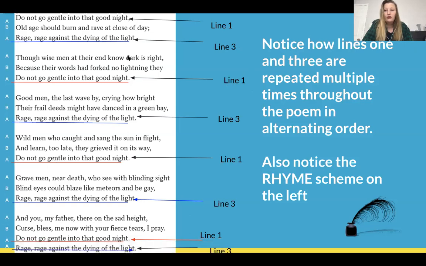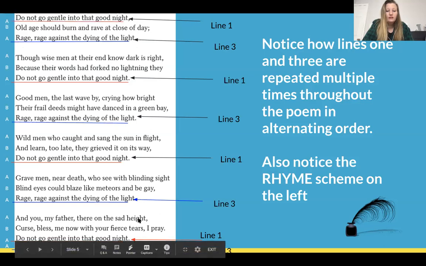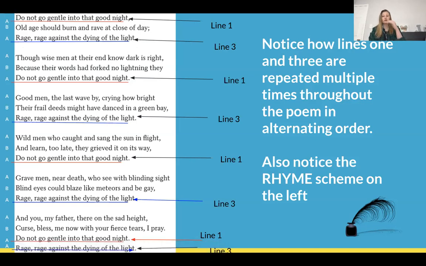You'll also notice that the third line of the first stanza shows up in other stanzas as well. "Rage, rage against the dying of the light" shows up again down here, shows up again down here, and then shows up again down at the bottom. All right, and the way they show up is in alternating order. So in the second stanza, the first line shows up. In the third stanza, the third line shows up. In the fourth stanza, the first line shows up. In the fifth stanza, the third line shows up. And then in the sixth stanza, which has 4 lines, both line 1 and line 3 show up.